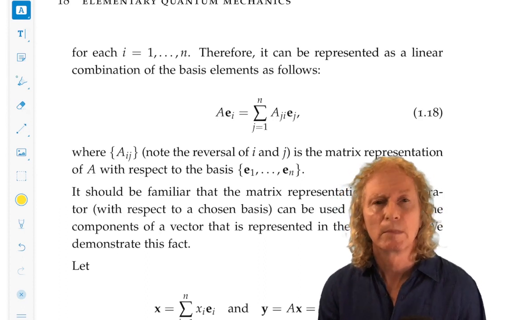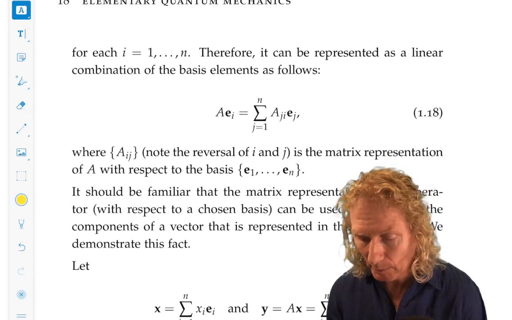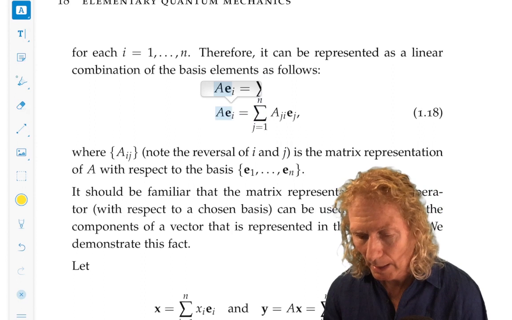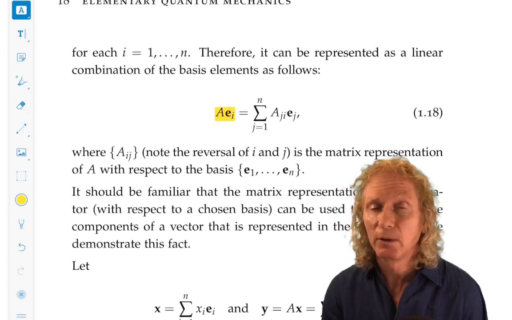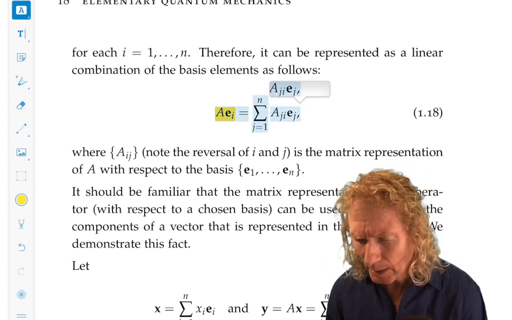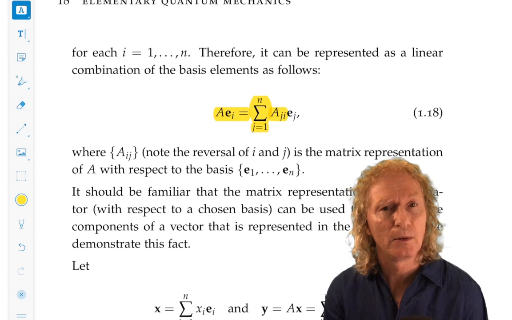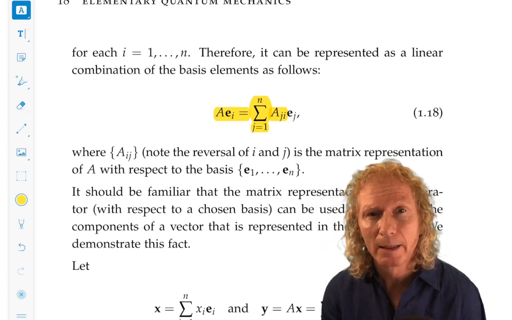So A, our linear operator, let it act on each basis element. And what is it? Well, A acting on a basis element is a vector in the space. So it can be represented as a linear combination of the basis elements. And I write it here, A e_j = sum over i of A_ij e_i.